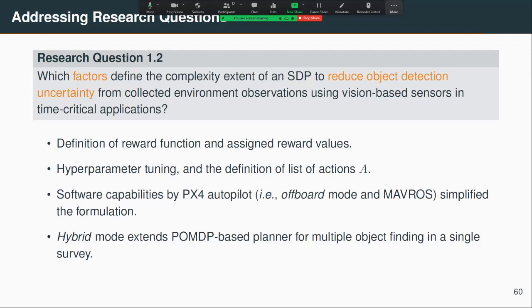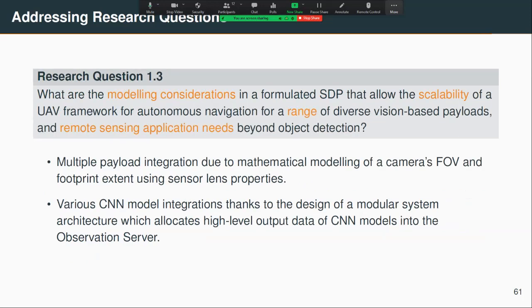The software capabilities of the PX4 autopilot, specifically the usage of offboard mode and the MAVROS wrapper, simplified my problem formulation, as I only needed to formulate high-level position commands rather than low-level control commands to operate the motors. Lastly, the development of hybrid mode extended my POMDP formulation to detect multiple objects in outdoor environments. So with this contribution, it was not necessary, at least for outdoor environments, to extend the problem formulation, as it was only necessary to develop hybrid mode.